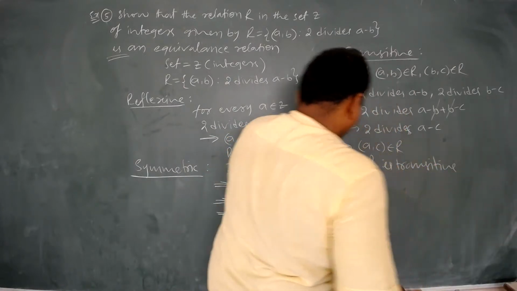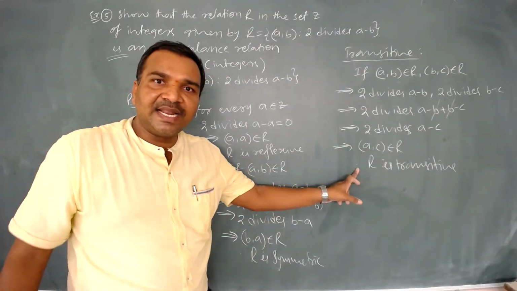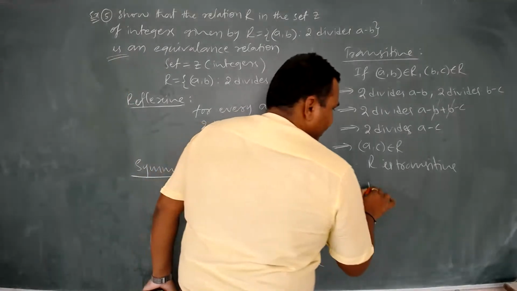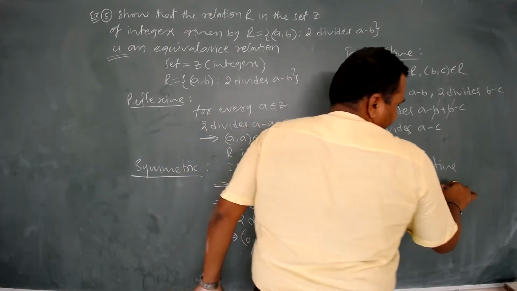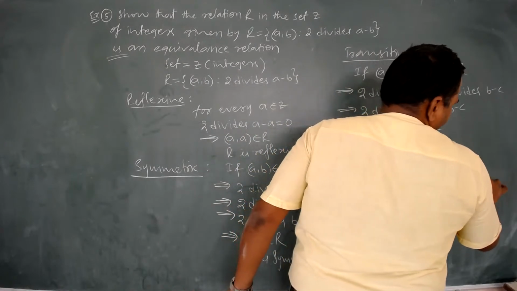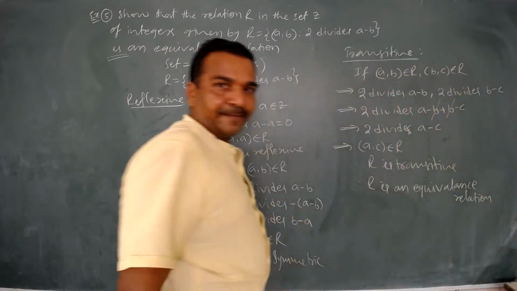Observe, R is reflexive. R is symmetric. R is transitive. Therefore, R is an equivalence relation. Equivalence relation. Okay.